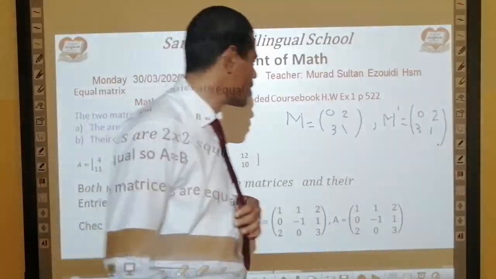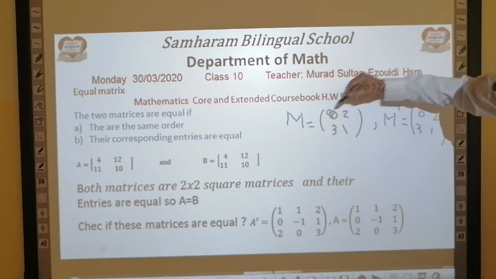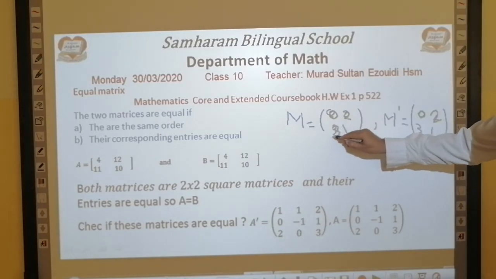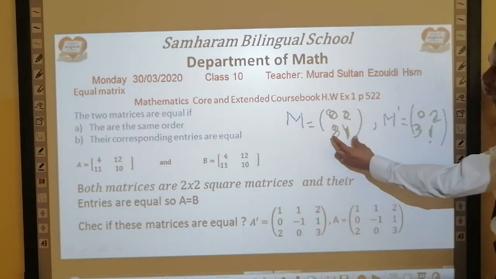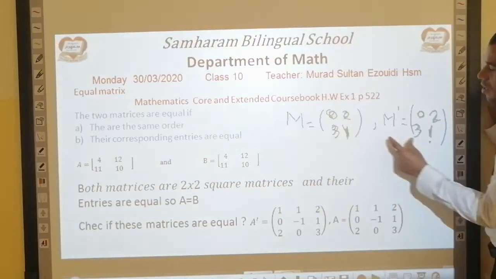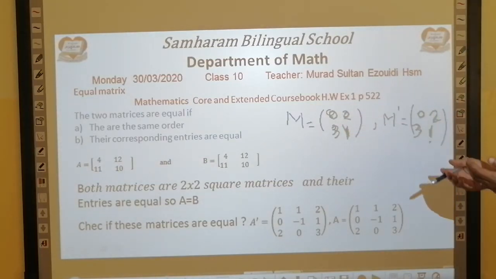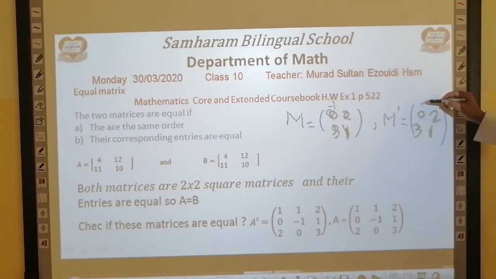Why? Simply because their corresponding entries, look here, this is 0, and this one is 0. So 0 equals 0. Then the second entry is 2, and this one is 2, my kids. Then this is 3, and this one also is 3. This is 1, and this one is 1. And the order of both matrices is the same. This is a square matrix of order 2 by 2, and this is a square matrix of order 2 by 2. Okay? And their corresponding entries are equal. For example, if here is negative 1, and here 0, are they equal? No, they can't be equal.